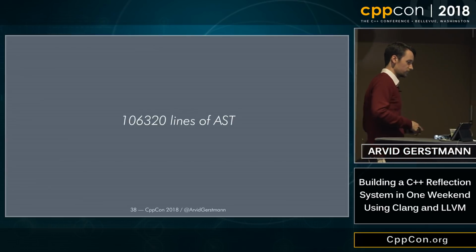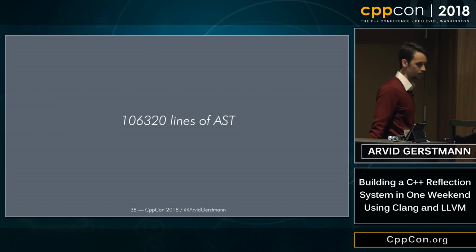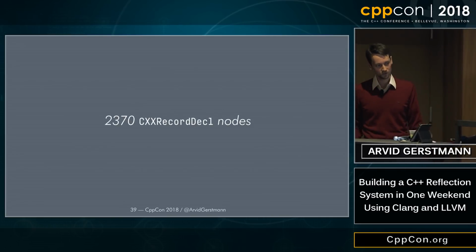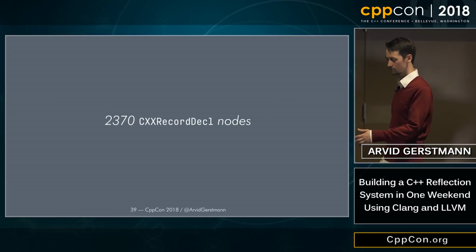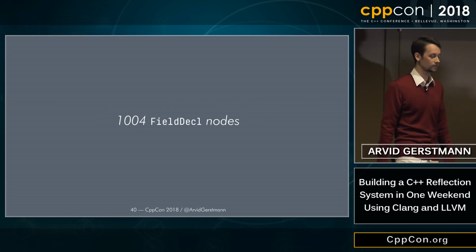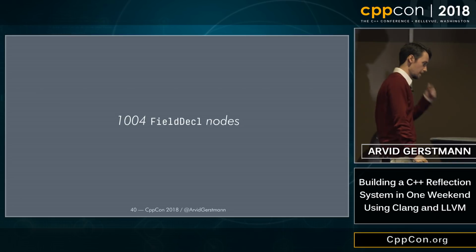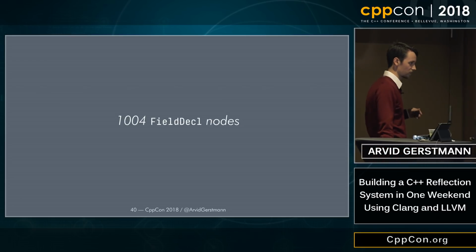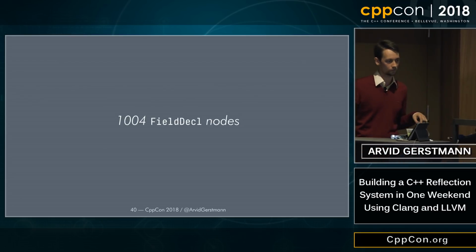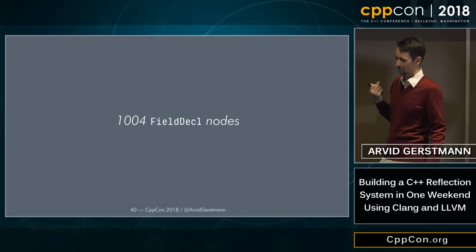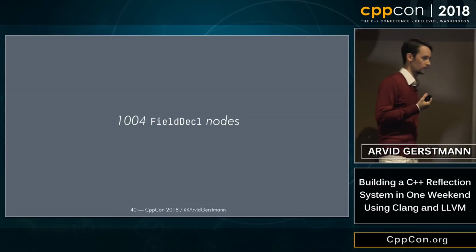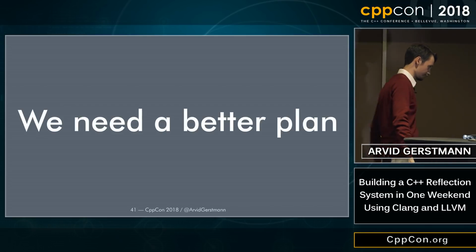We can take a deeper look at that, and I did that real quick. It contains over 2,000 records, which is every struct and class, and those have over 1,000 fields. So if you now would generate all the reflection information of all the structs in that simple program, you would generate a huge amount of information. And it is obviously something we don't want to do. So we need to have a better plan here.